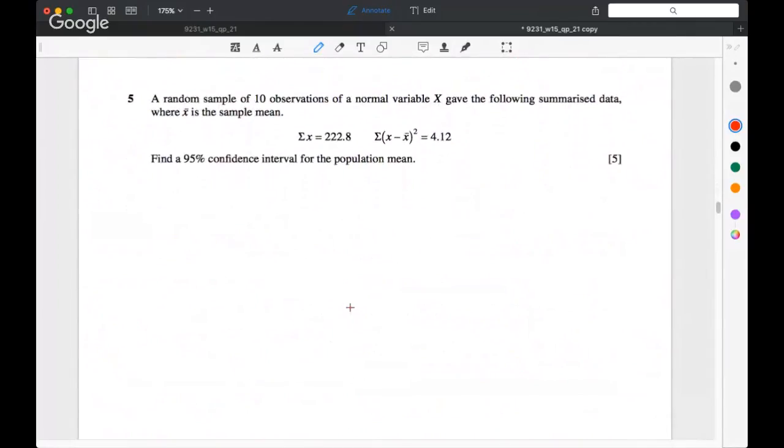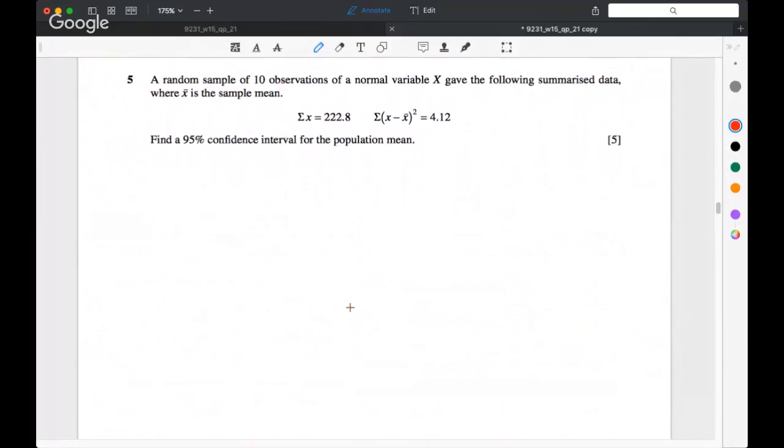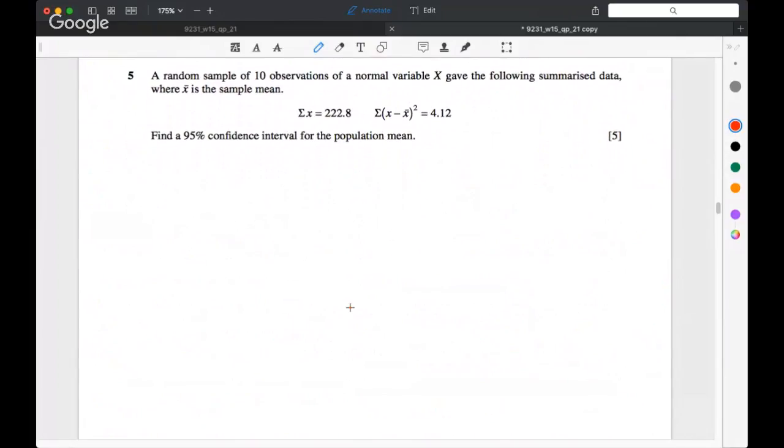Okay, cool. So we're done with all the mechanics stuff. We're now on the stats stuff. It says there are 10 observations of a normal variable x, and it's given the following data. We've got the sum of all the values being 222.8, and we've got this thing here, which is the sum of the squared differences between an x value and the average, and that's 4.12. It wants a 95% confidence interval for the population mean.